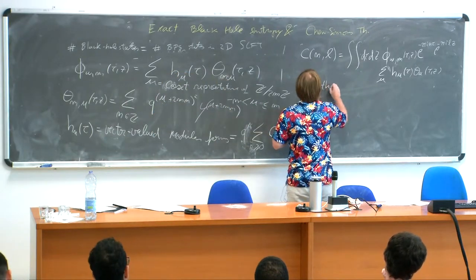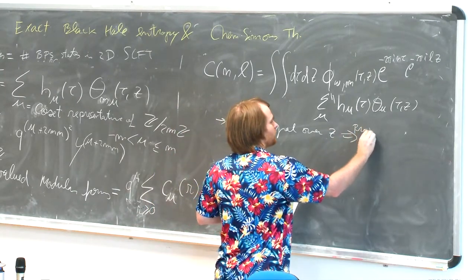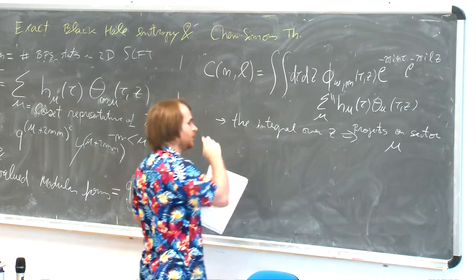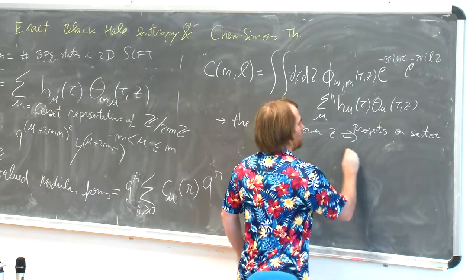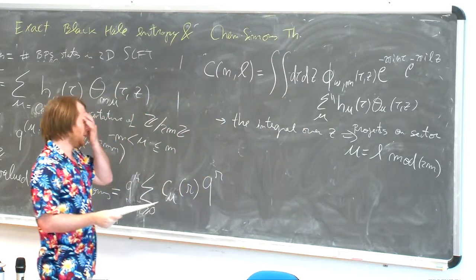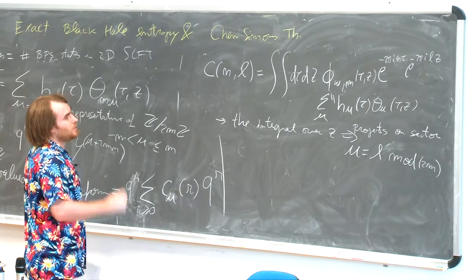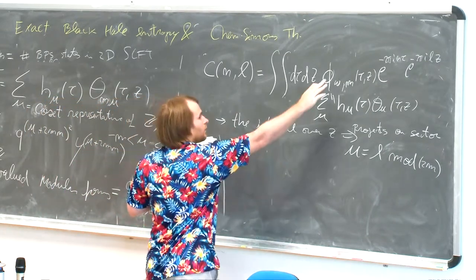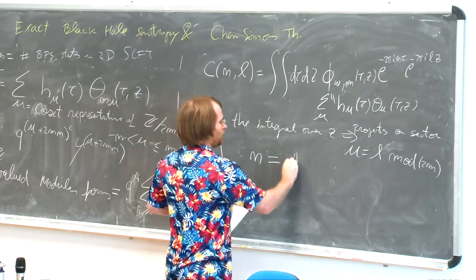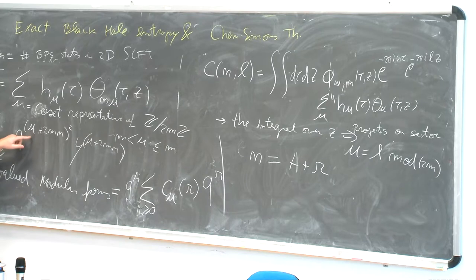The integral over z projects on the sector mu, right? Doing this integral tells you what mu is. And this mu is nothing more than l mod 2m. The remaining integral on tau tells you that n must be equal to what? A plus r. And then there's a q coming from theta, this one here, which is l squared. Oh, sorry, there's some 4m missing here.